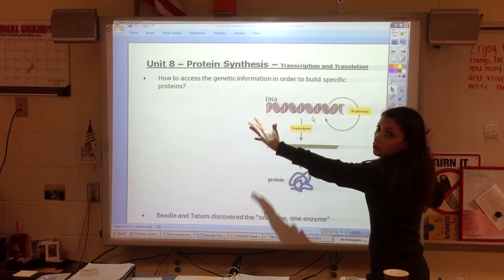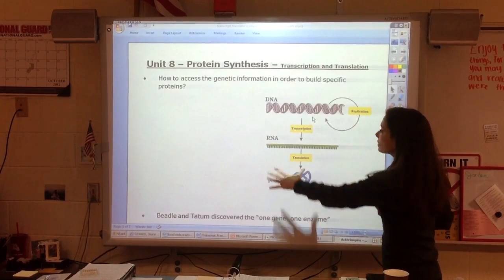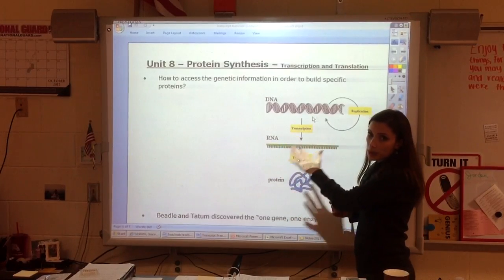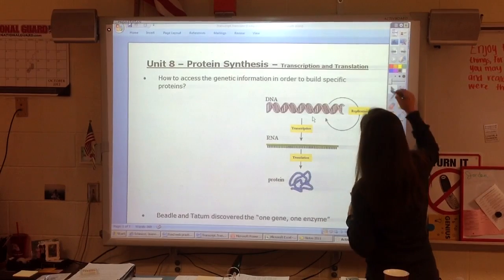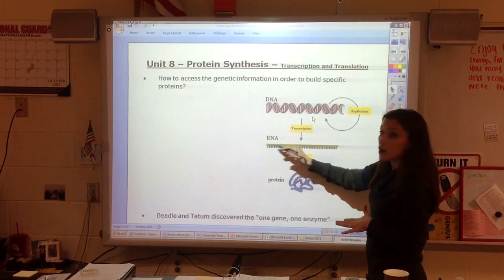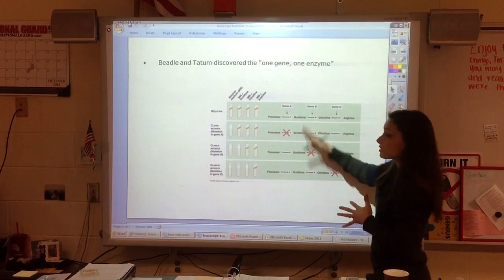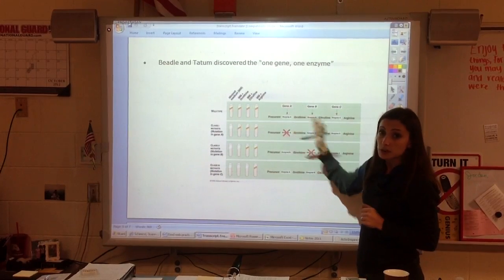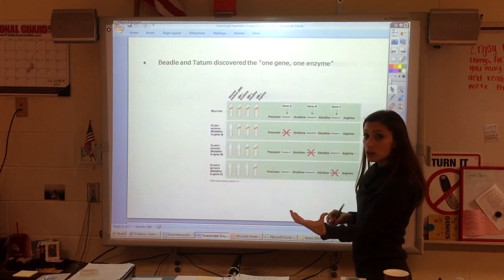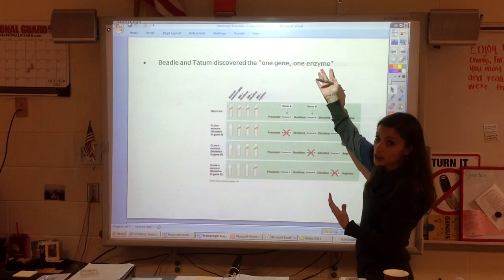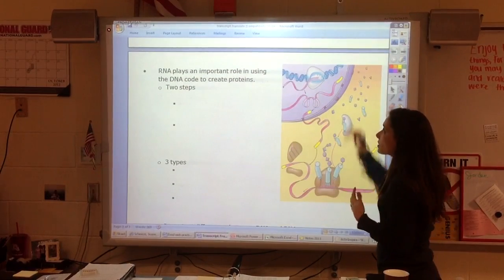We don't need to use all of the DNA, we just need to use a small section. We don't want to cut that section out, so instead we create some sort of copy of that section. The machinery that we have to do that is an enzyme called RNA polymerase. We're going to build an RNA copy of that gene. Now that gene might become an enzyme that is part of a pathway. That's what Beadle and Tatum discovered, that specific sections of DNA code for specific functional units, such as an enzyme.